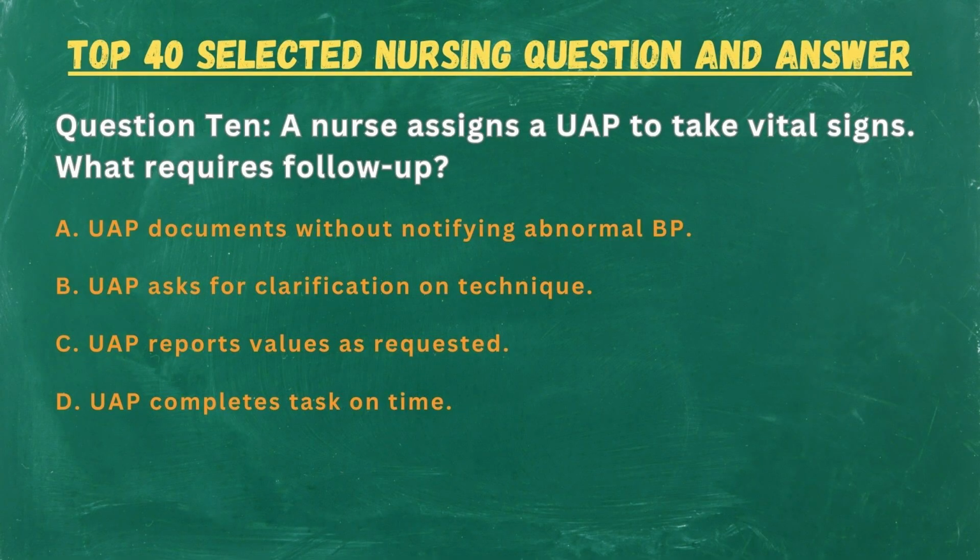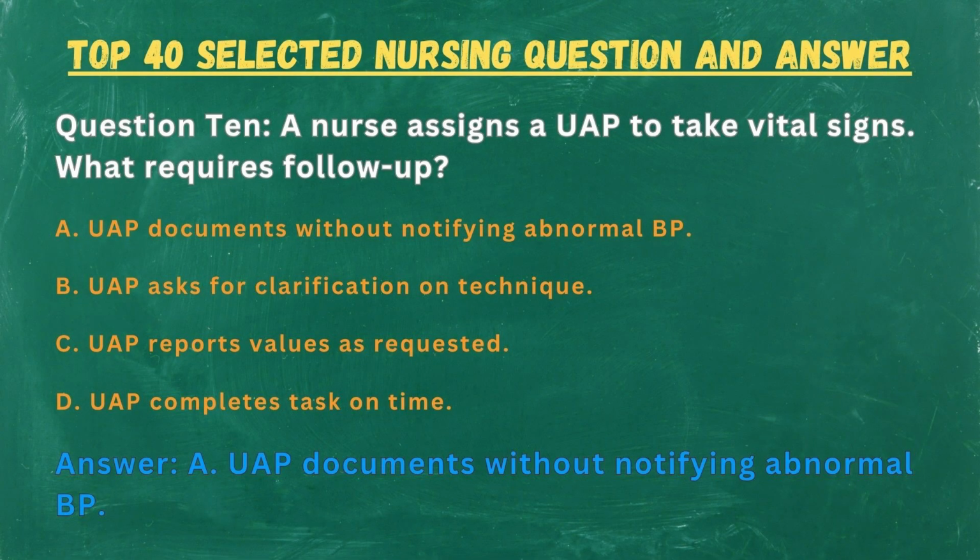Question 10. A nurse assigns a UAP to take vital signs. What requires follow-up? A. UAP documents without notifying abnormal BP. B. UAP asks for clarification on technique. C. UAP reports values as requested. D. UAP completes task on time. Answer. A. UAP documents without notifying abnormal BP.